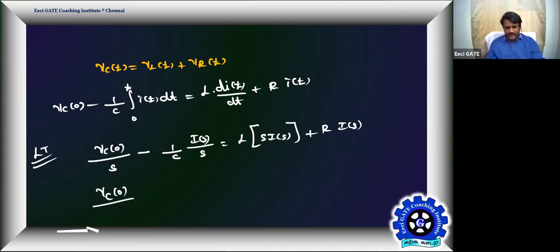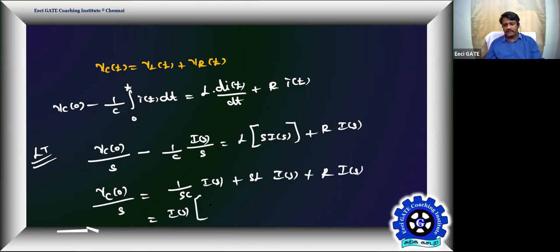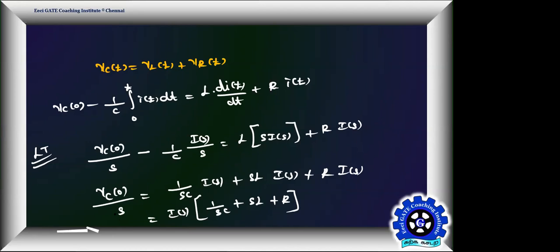VC(0)/s is equal to (1/sC)·I(s) plus sL·I(s) plus R·I(s). Take I(s) common, then you will end up with (1/sC + sL + R). Hope it is clear, everyone.